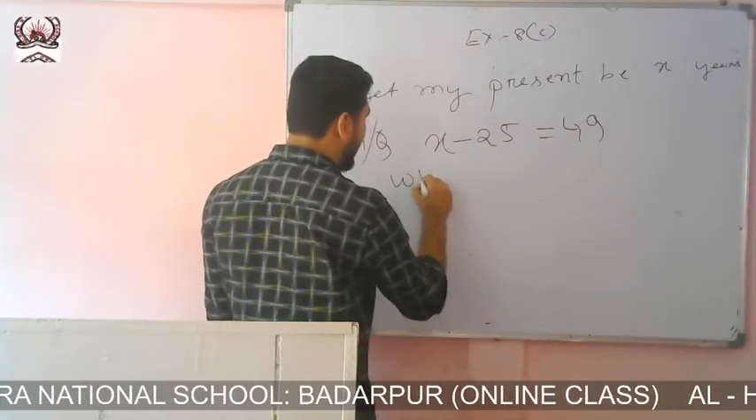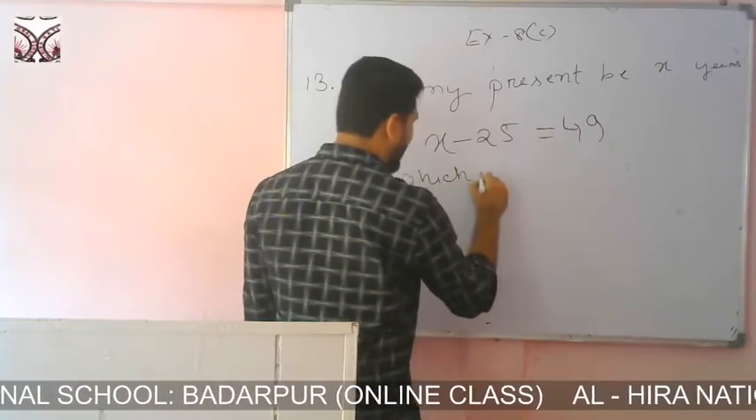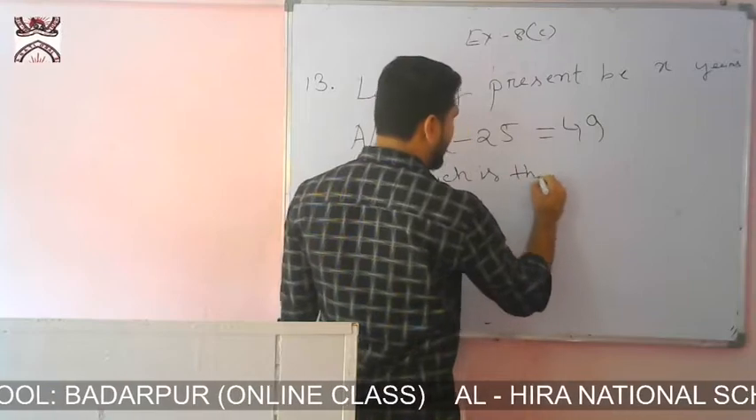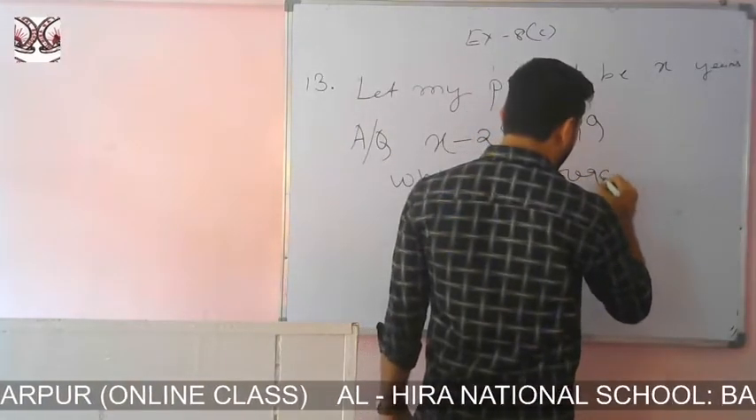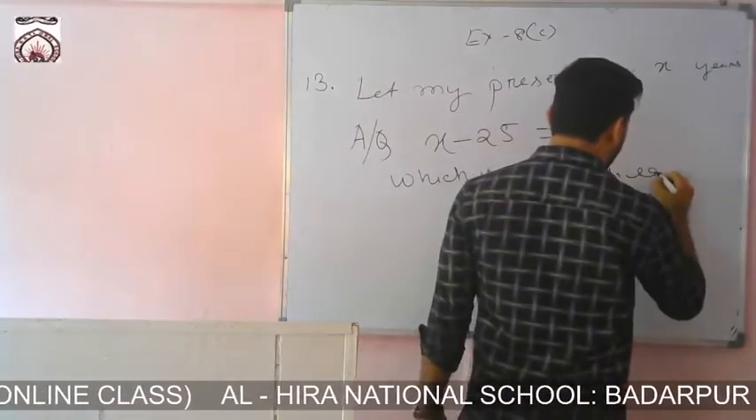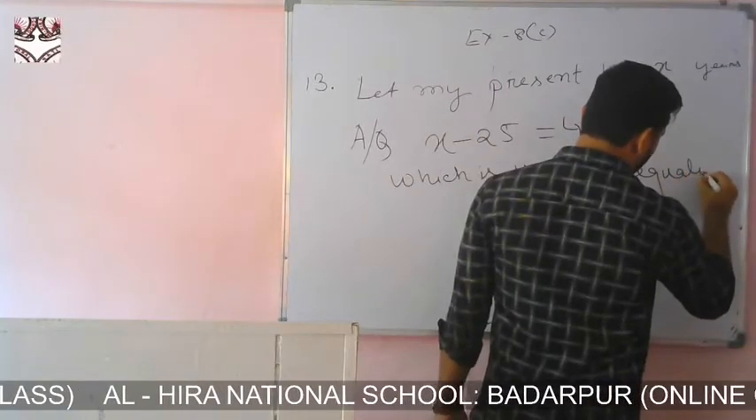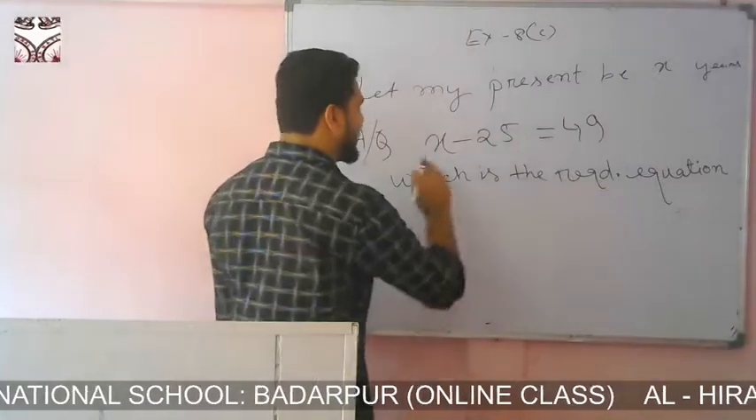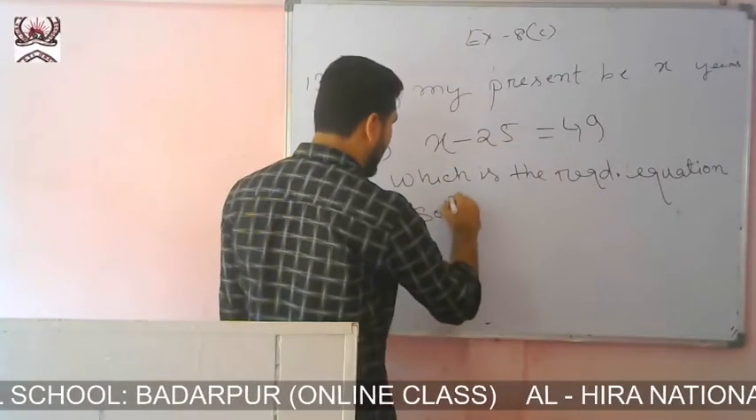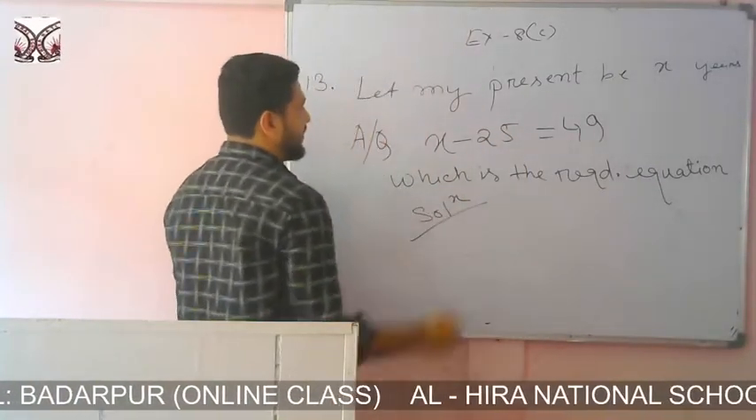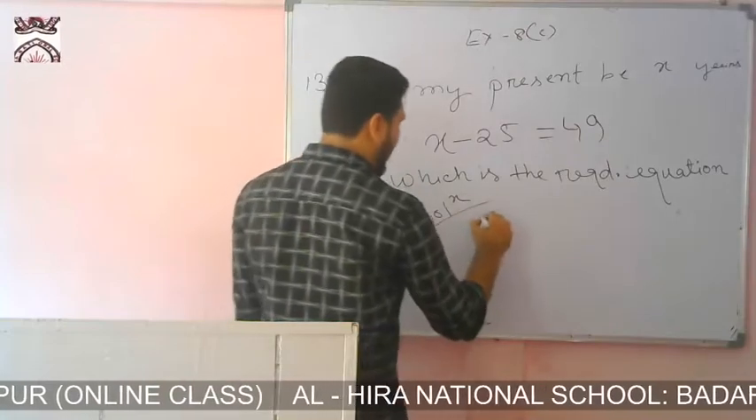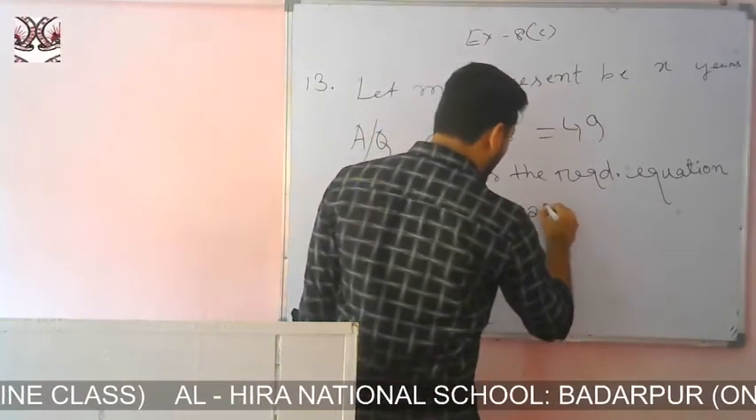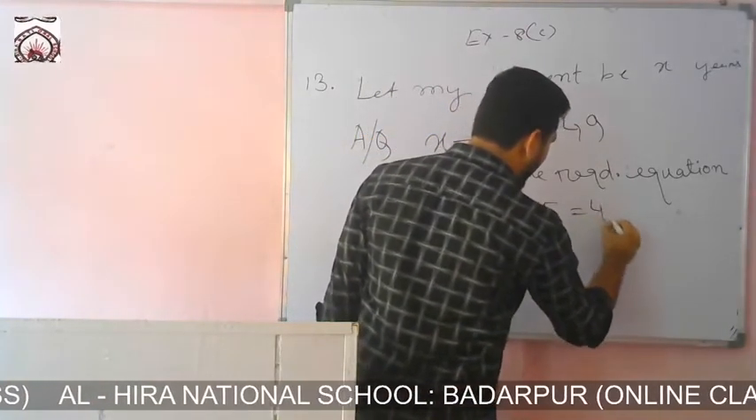So write which is the required equation. Now you have to find the solution. You have to find the value of x. You have to find the age. Okay. Now write x minus 25 equals to what?